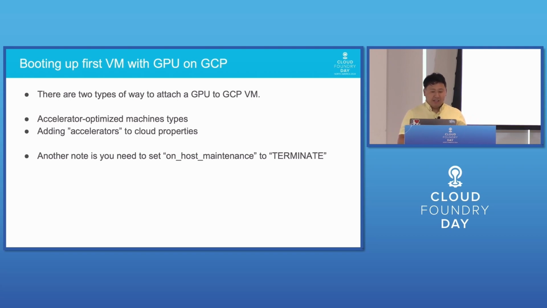Another note, you had to set on-host maintenance to terminate. The default value of that is migrate. With VMs running on the cloud, the host might be terminated and they could just migrate your VM on GCP. But with GPUs, it's much harder to migrate a workload between machines.